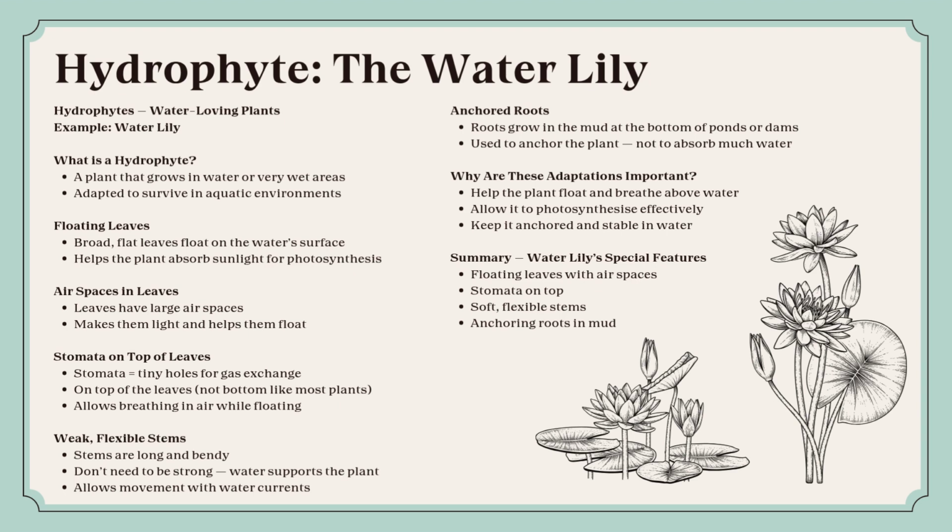First, look at its big flat leaves. These leaves float right on the top of the water. Why? Because they need sunlight for photosynthesis, and by floating, they can soak up as much sun as possible. Inside those leaves are air spaces, like little bubbles. These make the leaves light so they don't sink. It's like the plant has a built-in floatie.